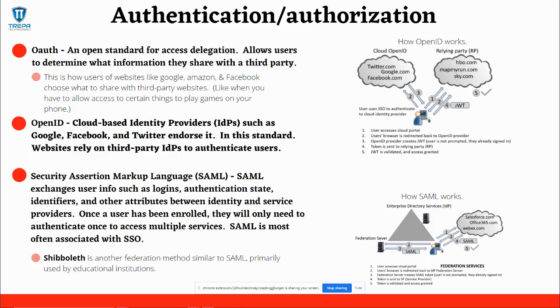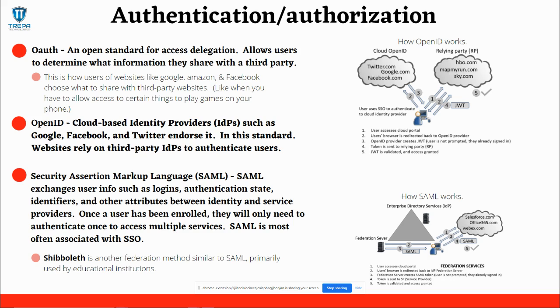SAML is another federation service or protocol that uses identity providers to authenticate users. In SAML, the service provider and identity provider must establish a trust connection. The user will then authenticate against the identity provider to access the service provider's resources and networks.